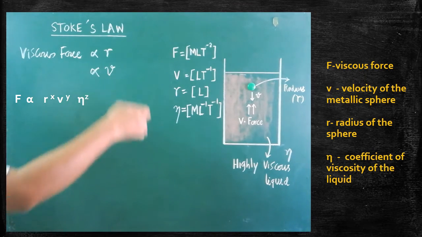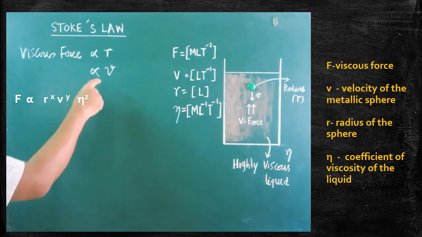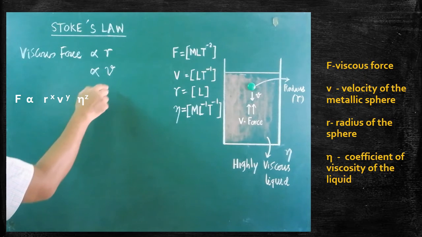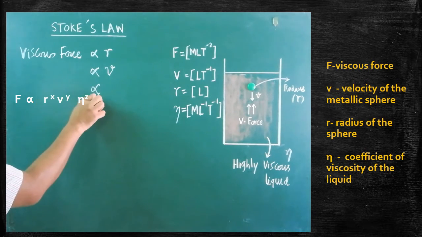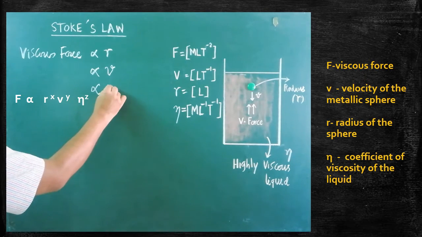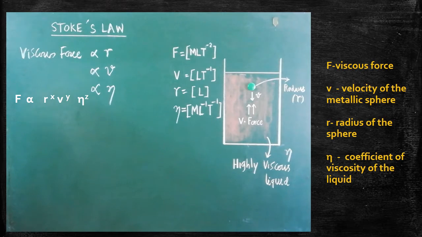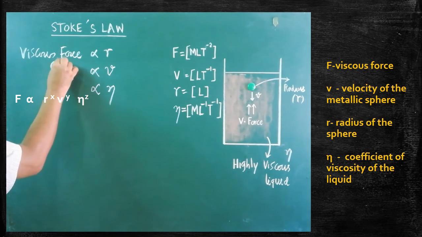When it is descending down, that metallic body will have a velocity. So viscous force is directly proportional to, what is this? Velocity of the moving body. The third factor is that the same viscous force is directly proportional to the coefficient of viscosity of the liquid. Are you clear? So this viscous force depends on the 3 factors.